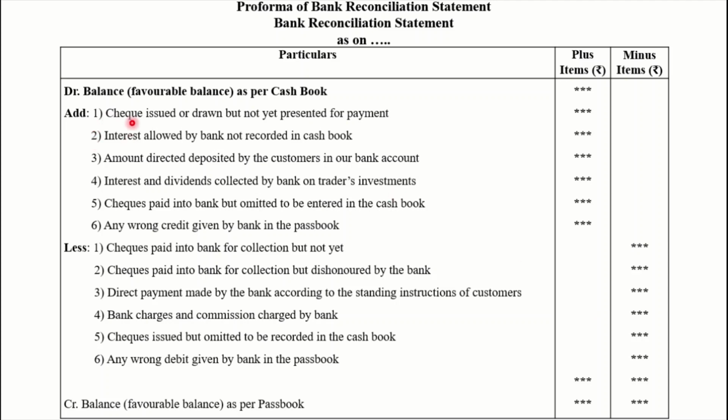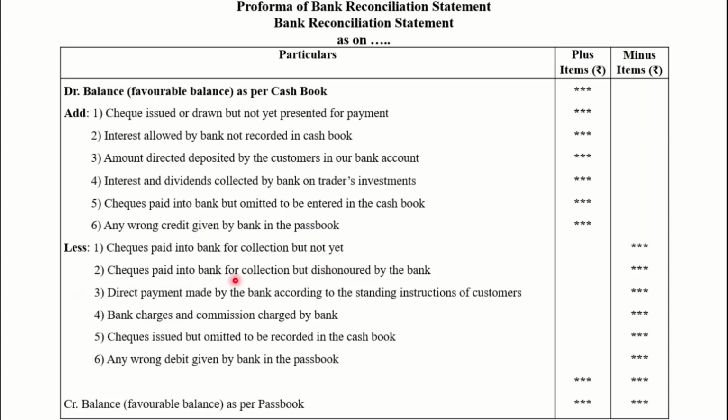We add the checks issued or drawn but not yet presented for payment, interest allowed by the bank but not recorded in the cash book, amounts directly deposited by customers in our bank account, interest and dividend collected by the bank on traders' investments, checks paid into the bank but omitted to be entered in the cash book, and any wrong credit given by the bank in the passbook. These are some transactions which we have to add, that is, we write them as plus items.